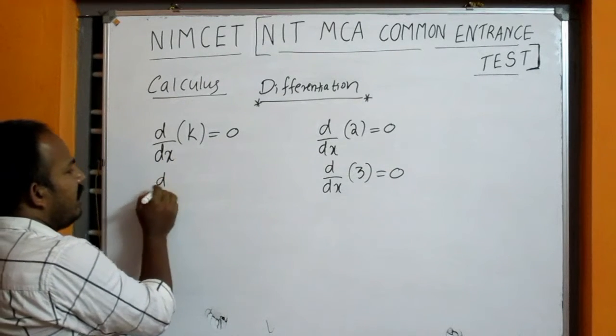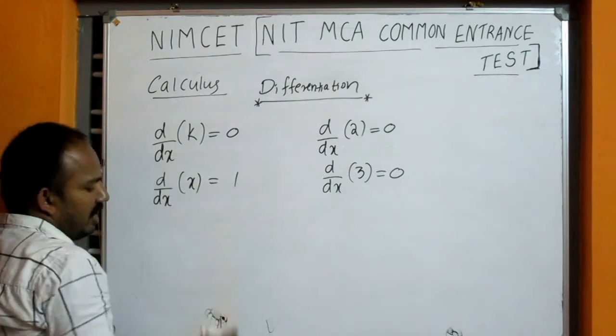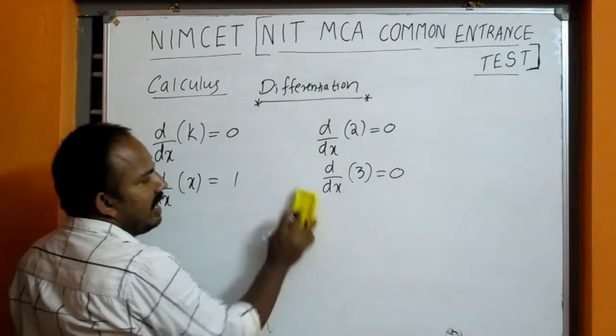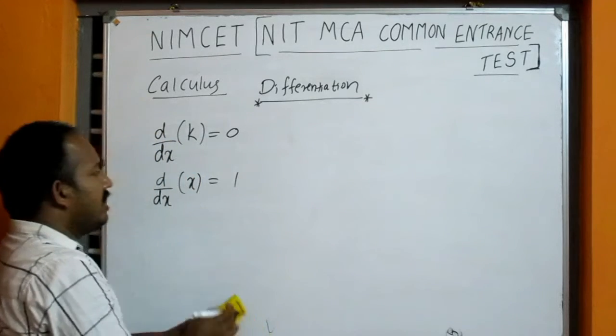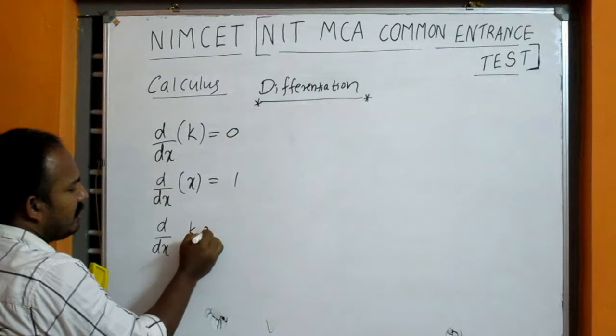And the next formula: d by dx of x equals 1. The derivative of x is 1. Clear? Then what is the derivative of k into x?